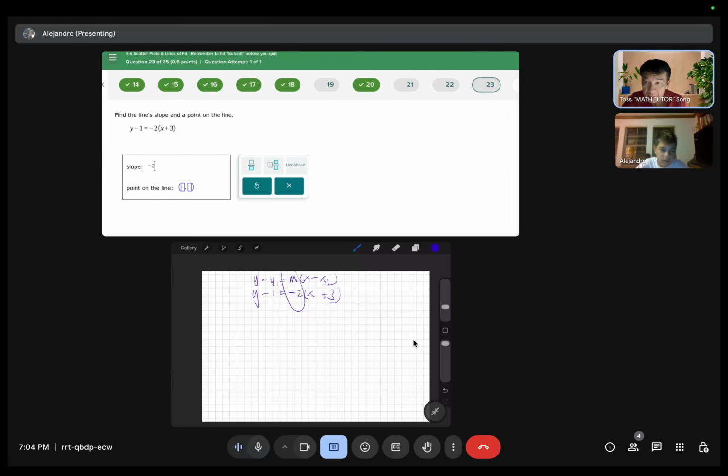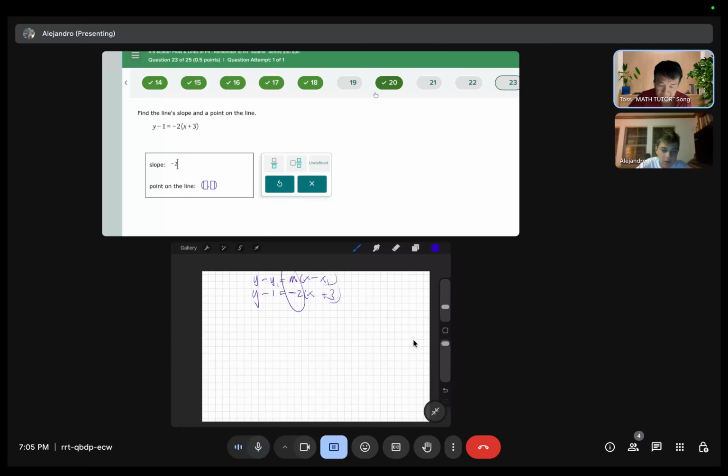But wait, what about the point on the line? Well, it's opposite this. Opposite this. You see it? Opposite the -1 and opposite the 3. So therefore, the point. You know how when you plug it in? Oh wait, I'm sorry, I'm wrong.